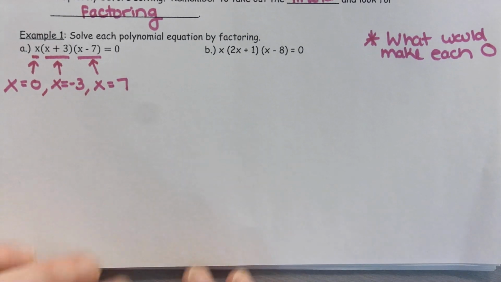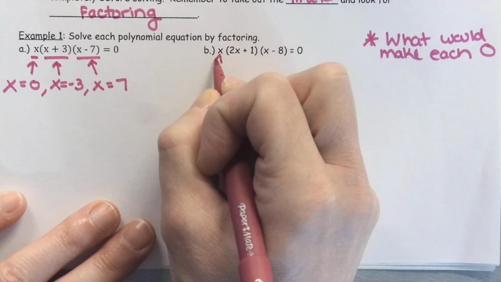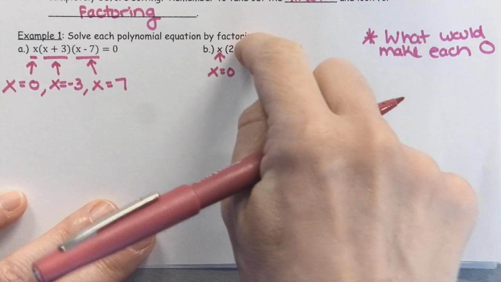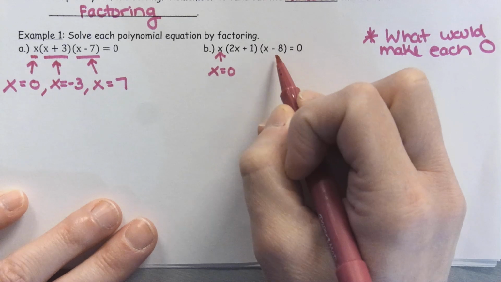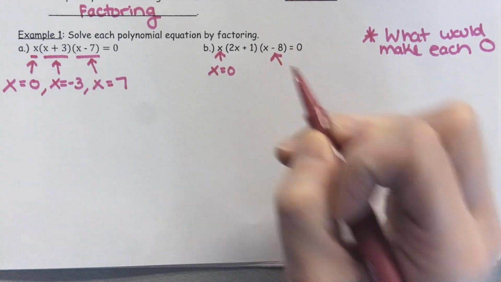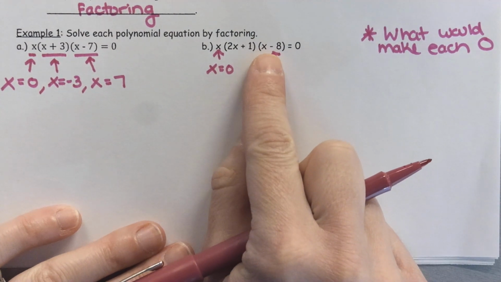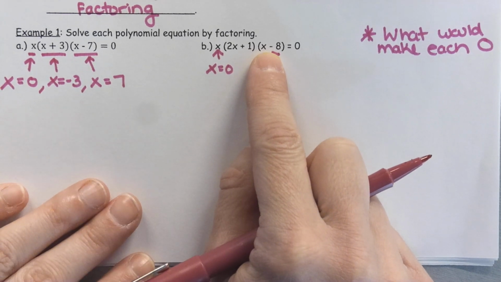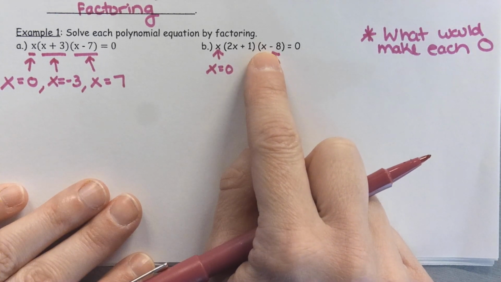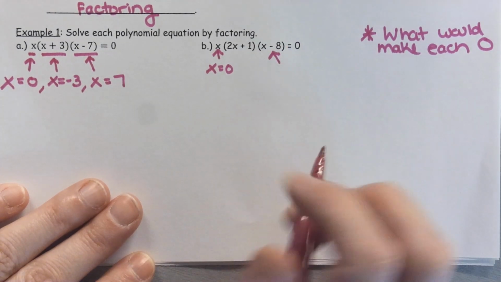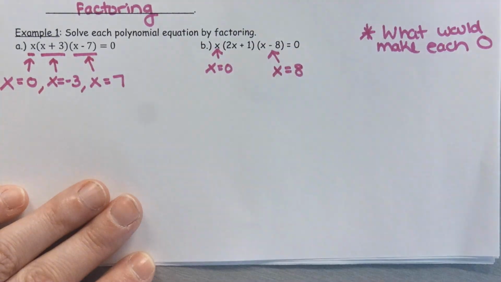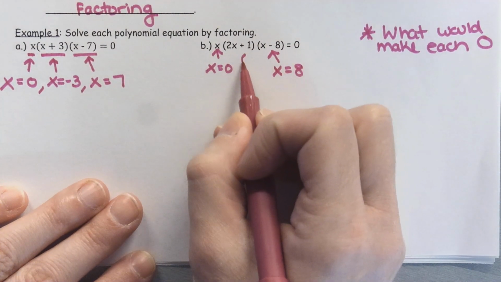Okay, what would make this x 0 if it were? Just 0. Okay, I'm going to skip over this one because it's a little bit trickier. We're going to come back to it. I'm not going to skip it completely. Skipping it is hard, but that's unfortunately not how life works. We're going to come back to it though. What would make this one 0? What value of x? If x were 8, because 8 minus 8 is 0.